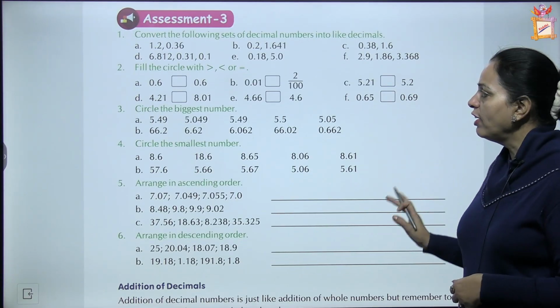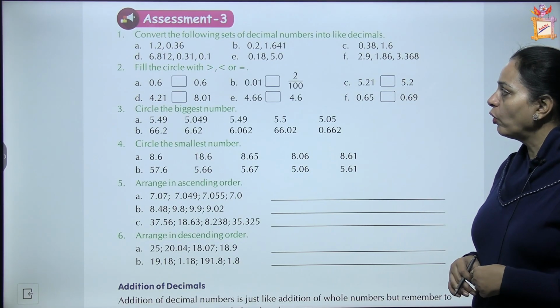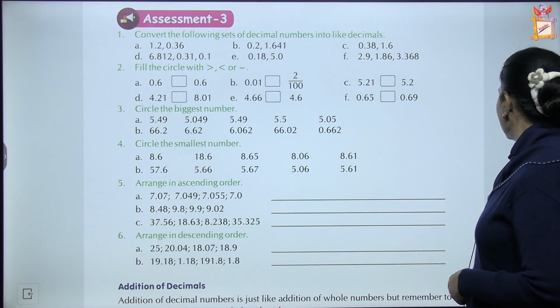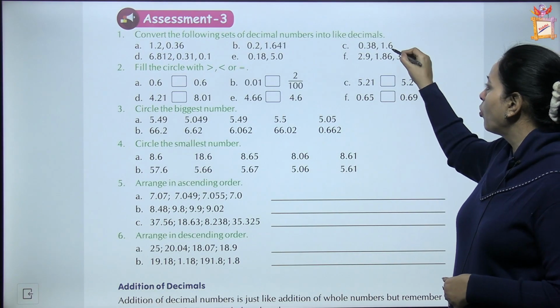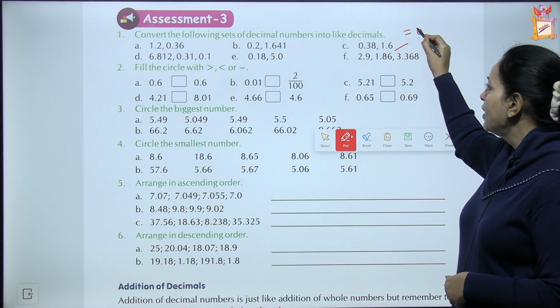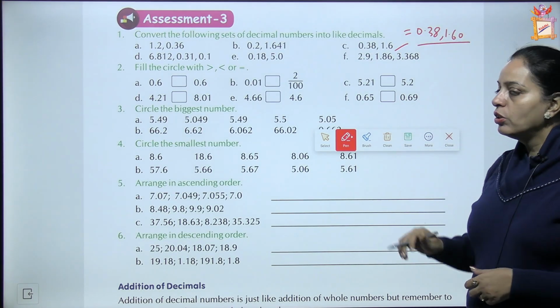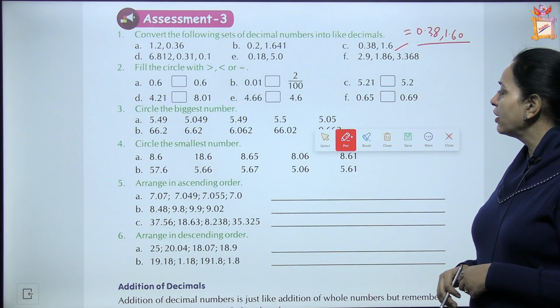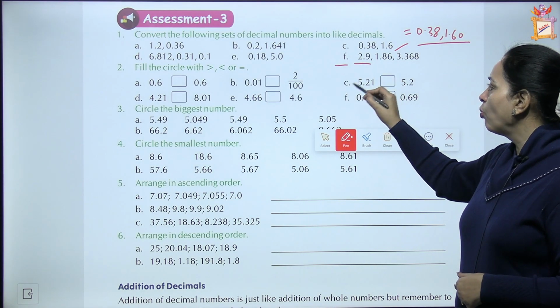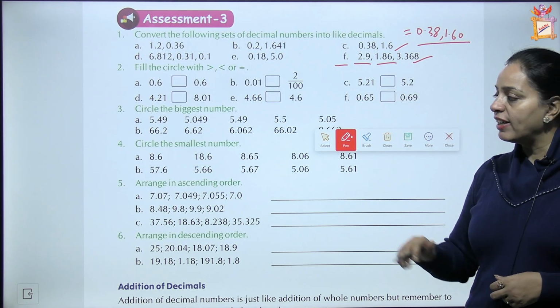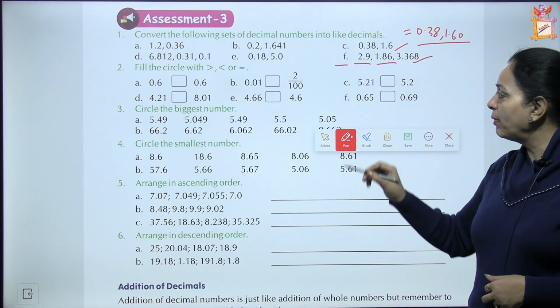Now assessment 3. The first one, convert the following sets of decimal numbers into like decimals. Like C part 0.38 and 1.6. So what will we do? 0.38 and 1.60. We will convert into 2 decimal places. Like F part 2.9, 1.86 and 3.368. So the highest is 3 decimal places.